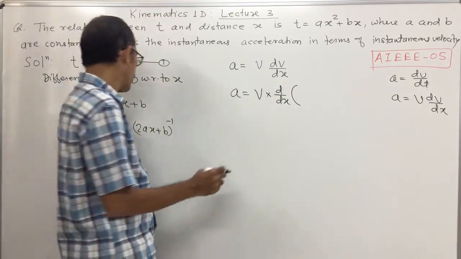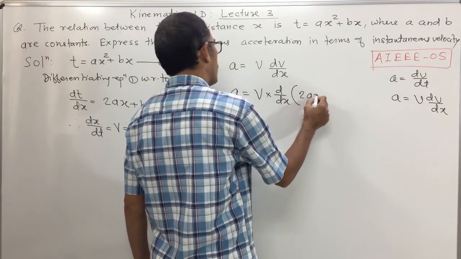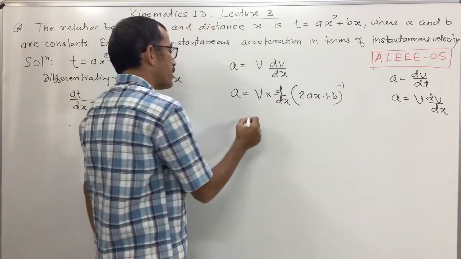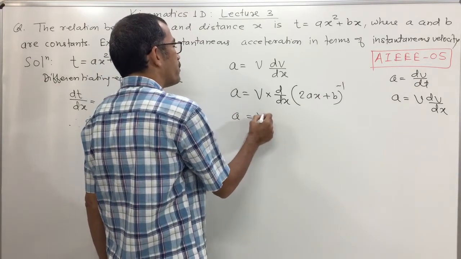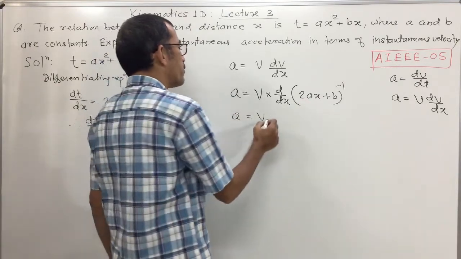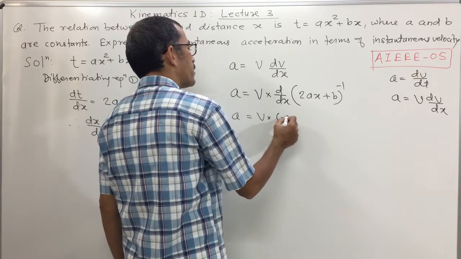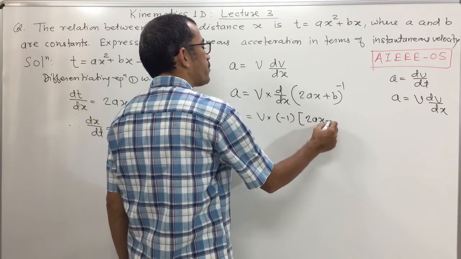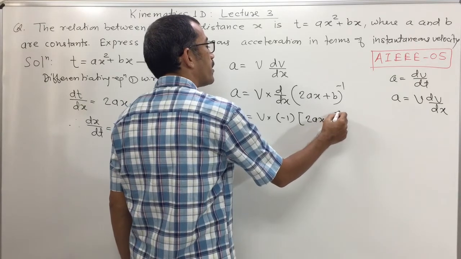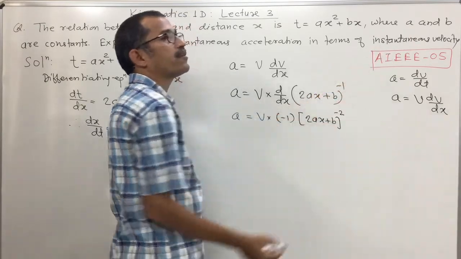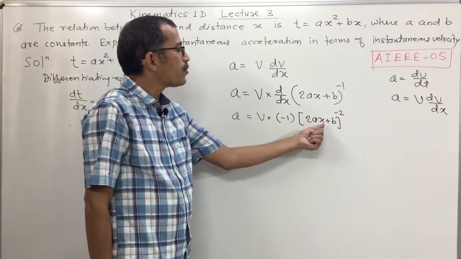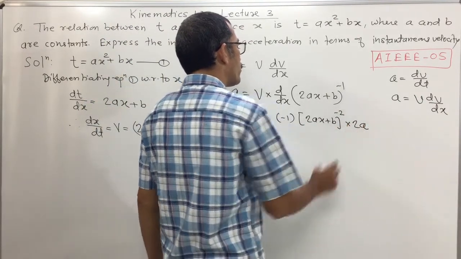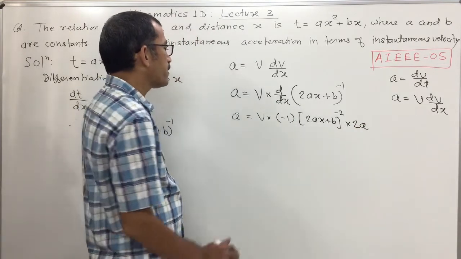Velocity is what? 2ax plus b raised to minus 1. Now what will get here? Just see v. Differentiation of this term is what? Minus 1 will get here. This will be what? 2ax plus b power minus 1 minus 1, minus 2. Now coefficient of x is what? 2a. That means this will be what? 2a. Clear?